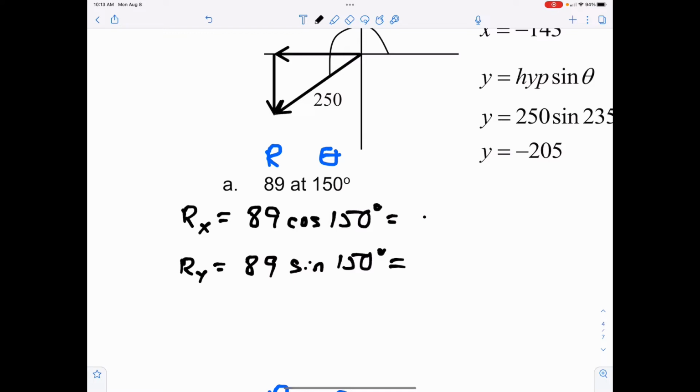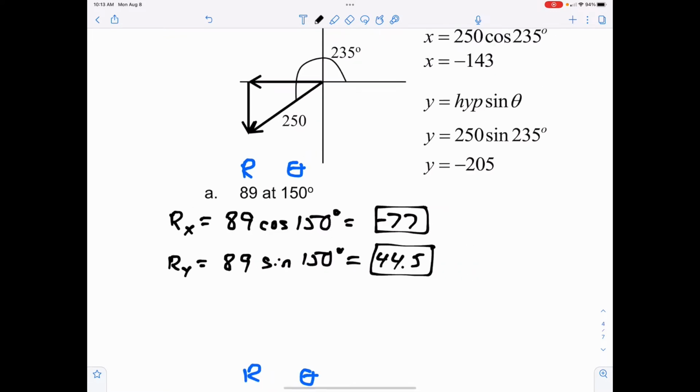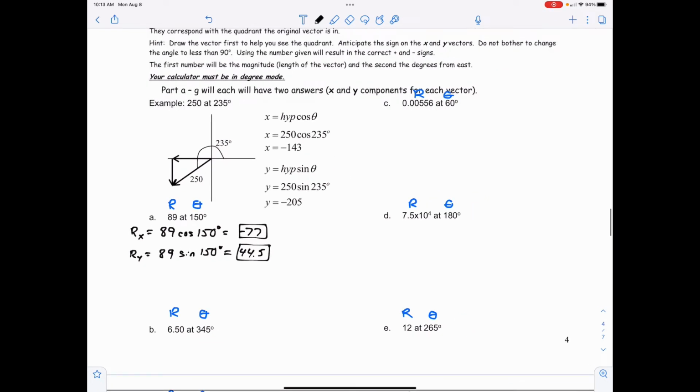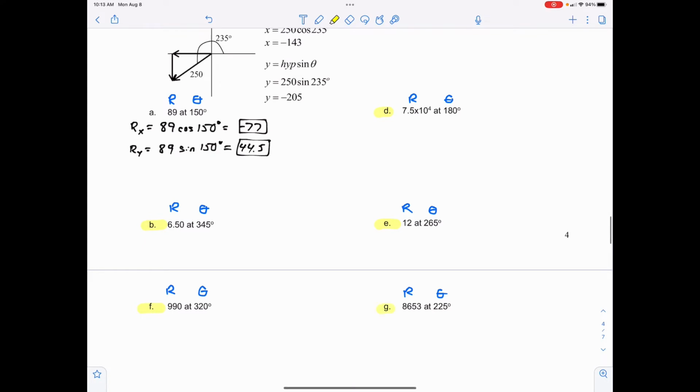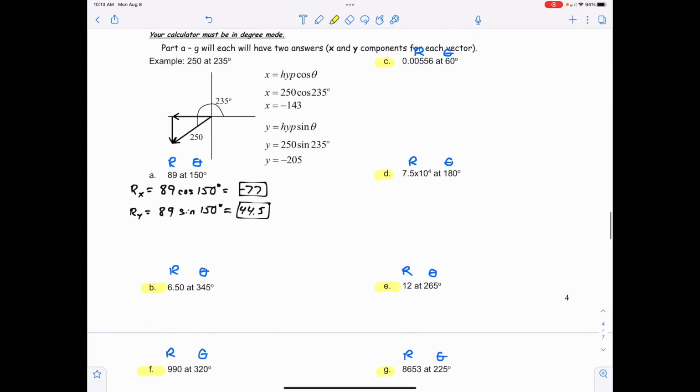Rx would be about negative 77. Ry would be about 44 and a half. At this point, go ahead and pause the video, and let's try B, C, D, E, F, and G yourself. When the video resumes, you will be able to check and compare your answers to mine.